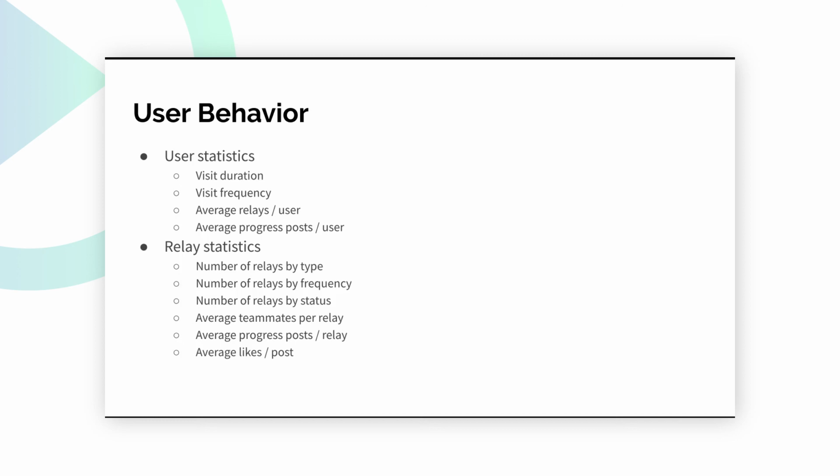We also want to take a look at things like average teammates per relay, progress posts per relay, and likes per post. These things, again, will tell us effectively how well the social dynamics are working, how well the engagement for the posts are working, and how much encouragement the teammates are actually providing per relay. And if the metrics don't look like successful metrics, that can tell us that either we need to do some optimization or really change up the way that we've currently built it.